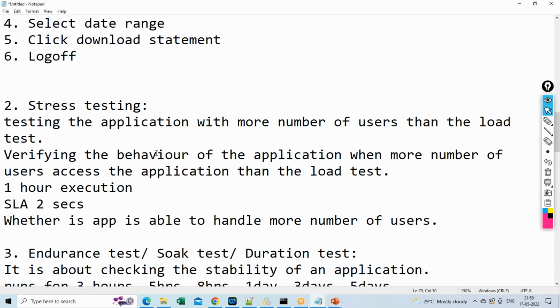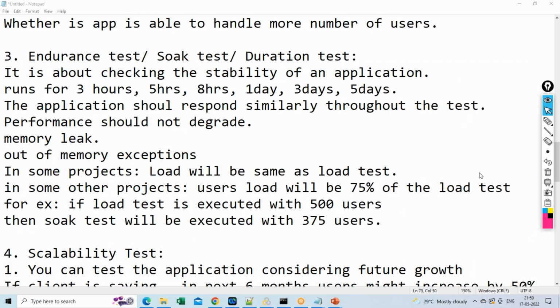Both will run for 1 hour only. The scalability test will run for 1 hour only. The only test that will run for a longer duration is the endurance test. Endurance test or soak test is the only test which will run for more hours. All the other tests will run for 1 hour.